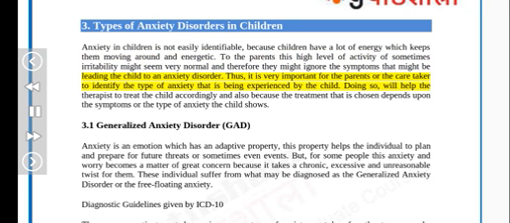Thus, it is very important for the parents or the caretaker to identify the type of anxiety that is being experienced by the child. Doing so will help the therapist to treat the child accordingly, and also because the treatment that is chosen depends upon the symptoms or the type of anxiety the child shows.